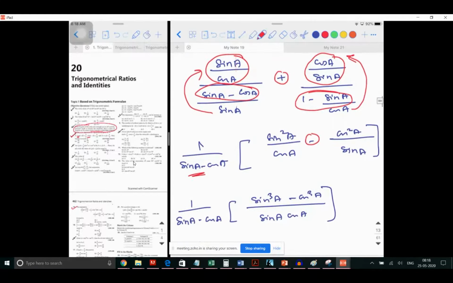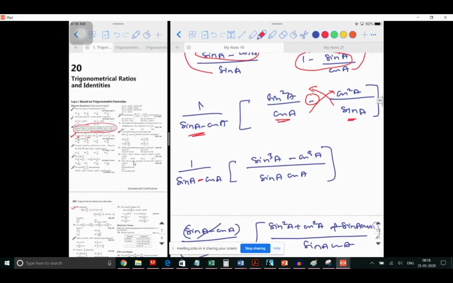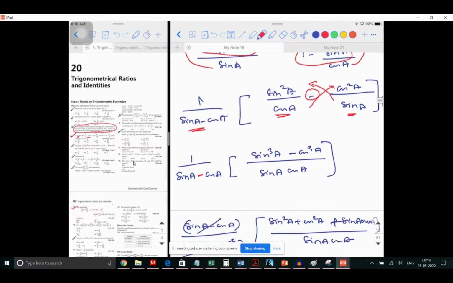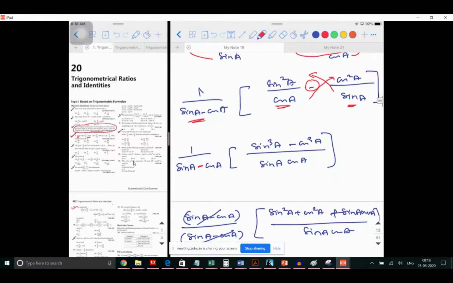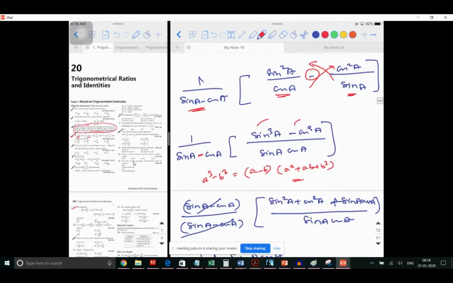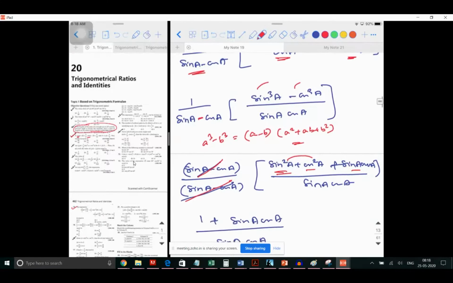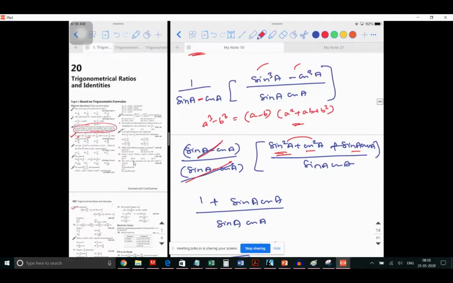Then you will have 1 by sin A minus cos A into, if you take the LCM, sin cube A minus cos cube A divided by sin A into cos A. But what is A cube minus B cube? A cube minus B cube is A minus B into A square plus AB plus B square. So when you do this, sin A minus cos A will come out common, so that sin A minus cos A gets cancelled. You will be left with sin square A plus cos square A plus sin A cos A. This is going to be 1. So 1 plus sin A cos A divided by sin A cos A.